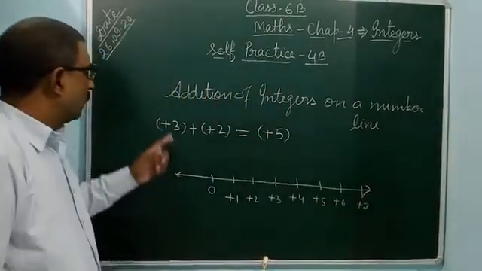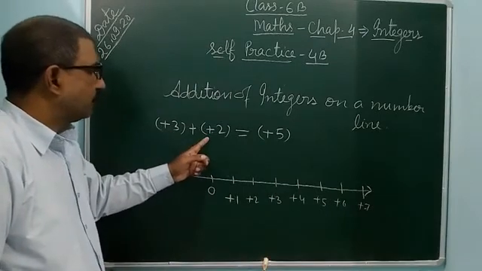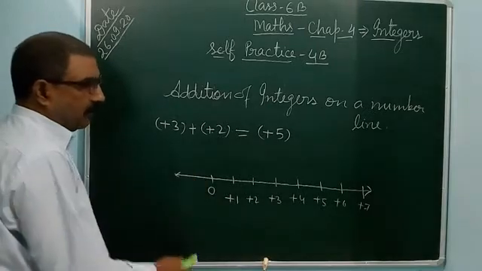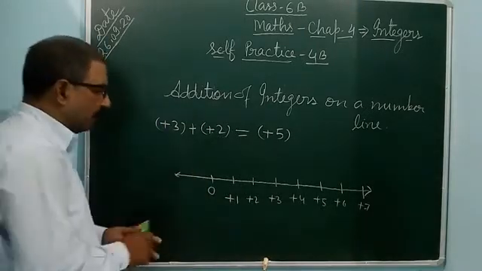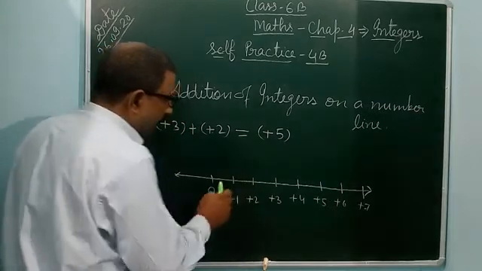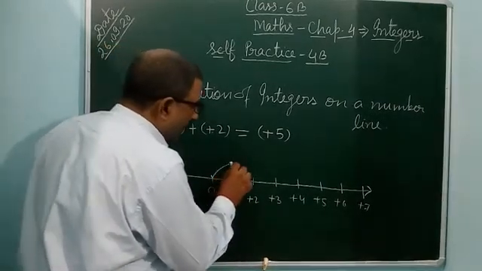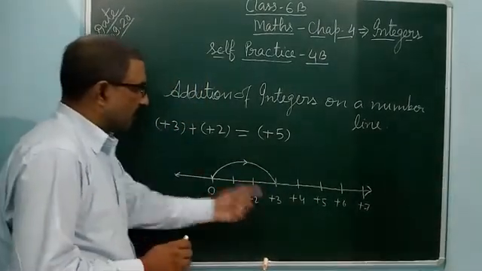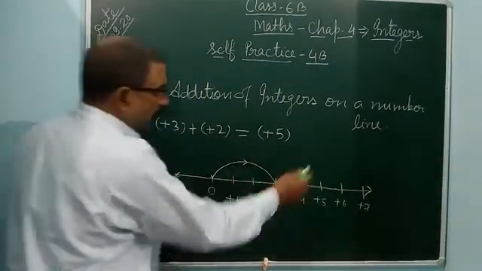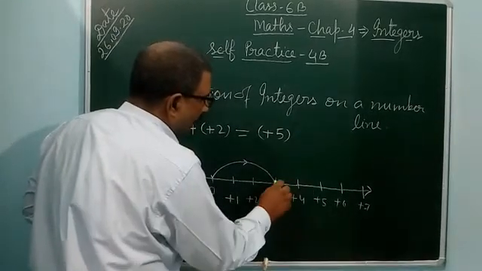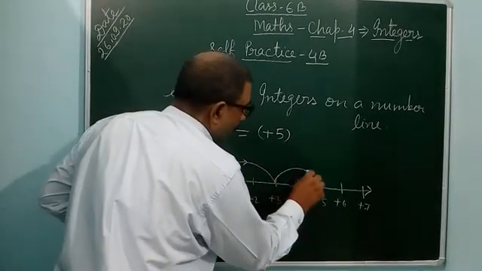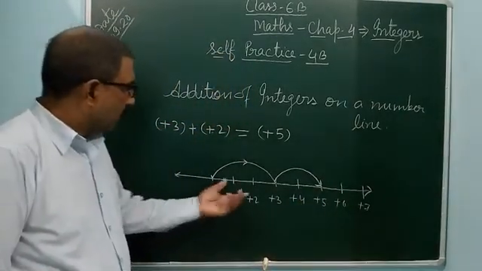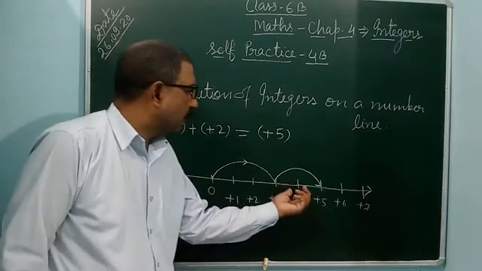You see, plus 3 and plus 2. Plus 3 means a 3 gap on the right side: 1, 2, 3. Then plus 2 means again 1 gap, 2 gap. It means plus 2. So here you can see plus 3 and plus 2.